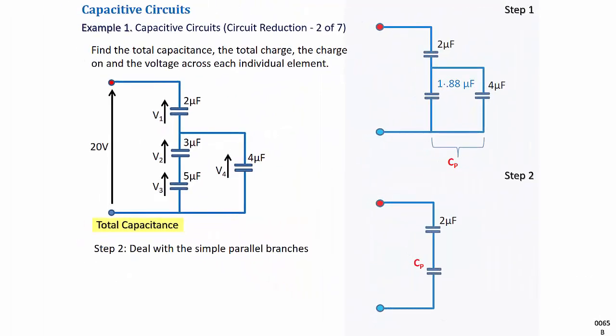Step 2. Deal with the simple parallel branch CP. So CP equals 1.88 times 10 to the power minus 6 plus 4 times 10 to the power minus 6, which equals 5.88 microfarads.